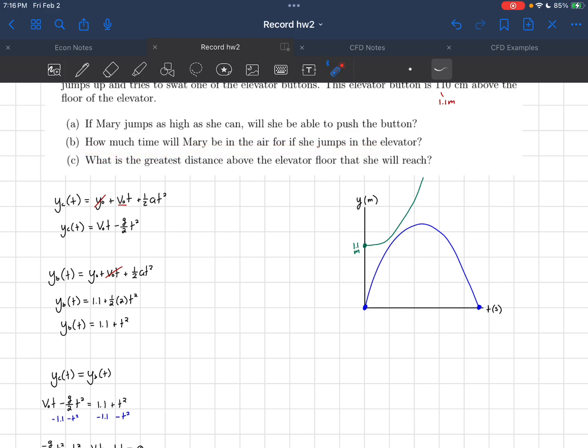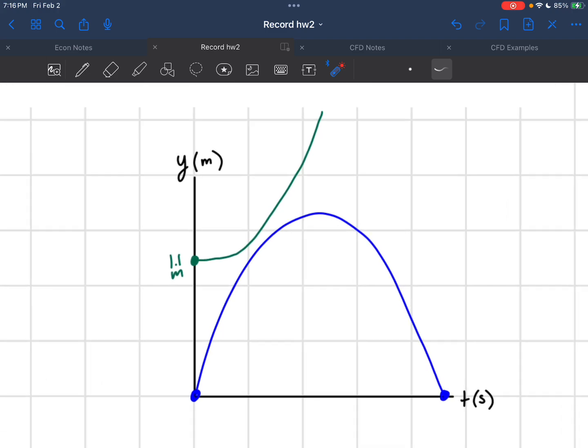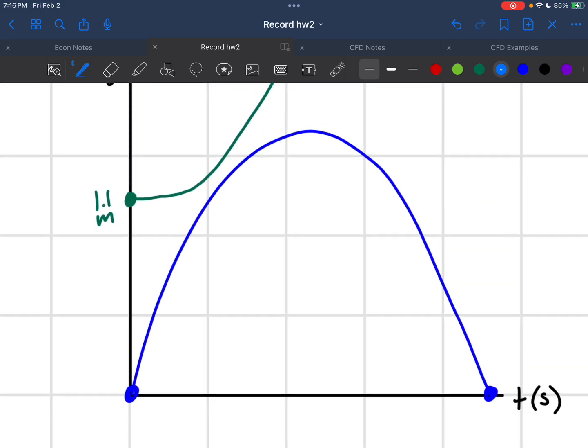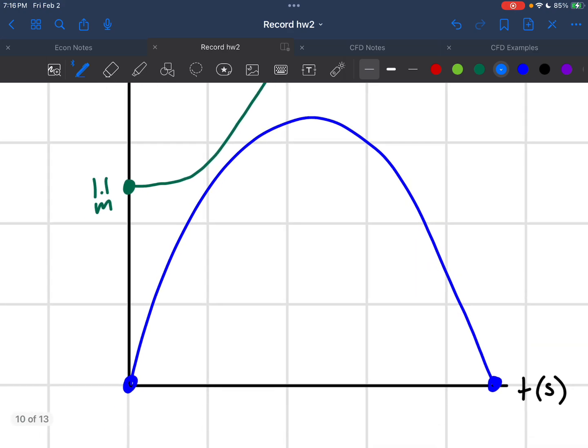but now we get to solve for how much time Mary will be in the air if she jumps in the elevator. So now, instead of thinking about if she intersects with the button's path, now we have to think of when she intersects with the floor. It's not a matter of if she intersects with the floor, it's when. Right?